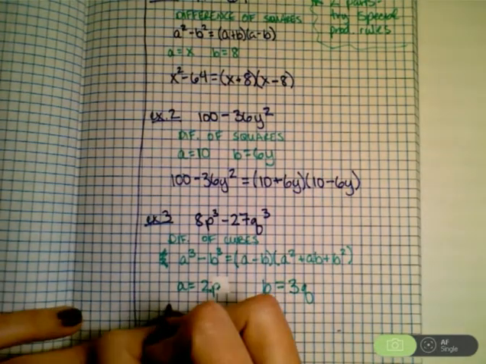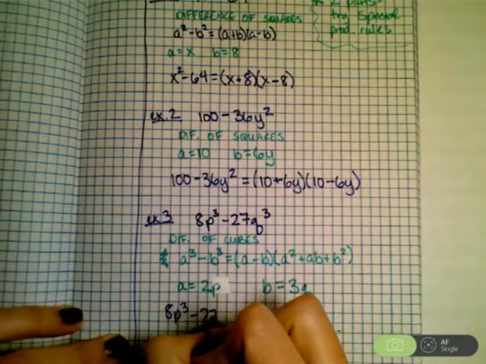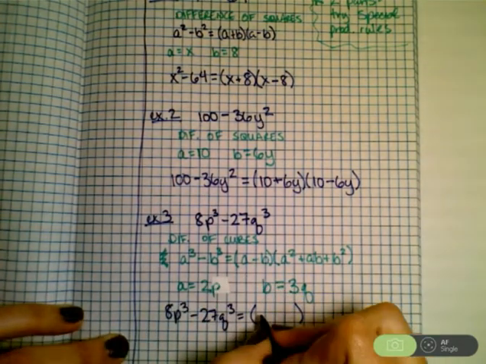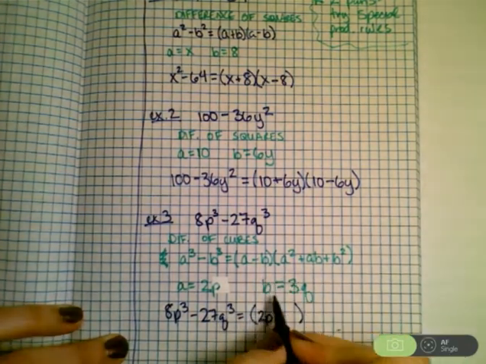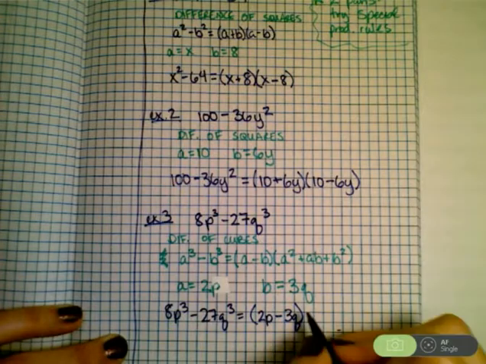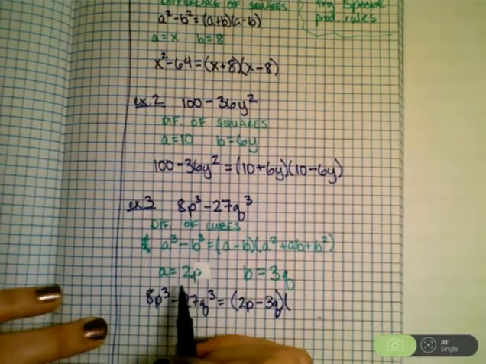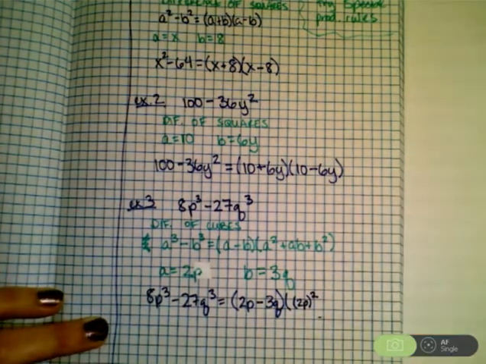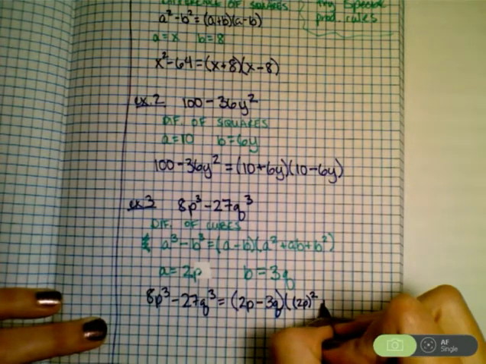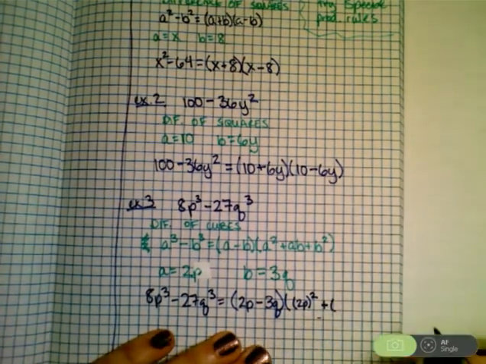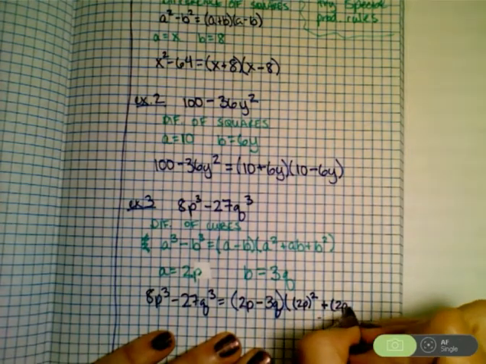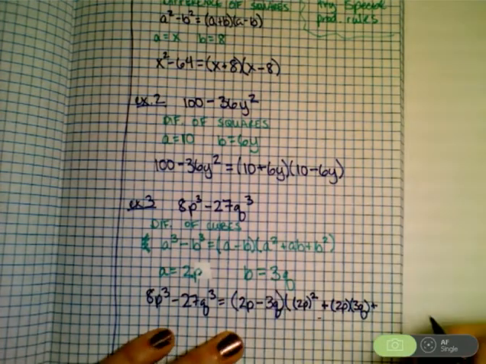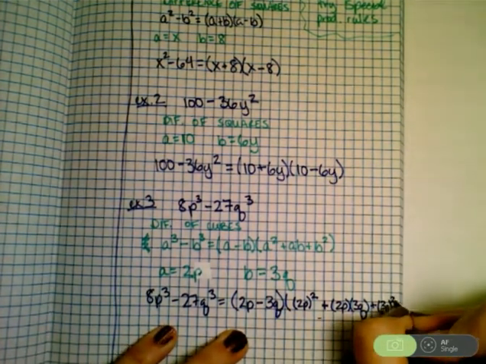So then I plug them in. So 8p cubed minus 27q cubed equals a, which is 2p, minus b, which is 3q, times a squared. So now I need to take this a, this 2p, and I need to square the whole thing. That's really important. That's the most common mistake, is people don't square the whole thing. I need to multiply a and b, so I need to do 2p times 3q. And then to that I need to add b, which is 3q, also all squared.